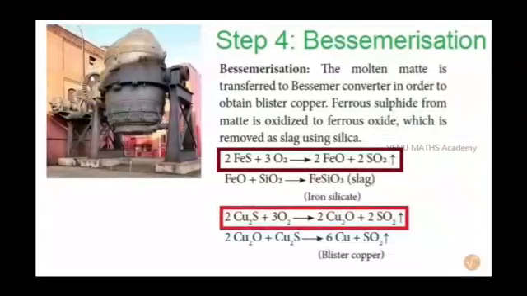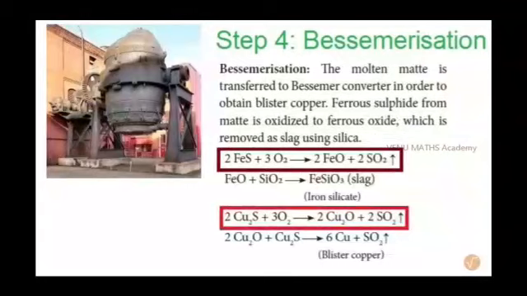The fourth step is Bessemerization. The matte which we obtained in the smelting process, that is combined form of copper sulfide and ferrous sulfide, is dropped into the Bessemer converter. The image of the Bessemer converter is shown here and the product named blister copper will be obtained. Matte contains 2 sulfides, ferrous sulfide and copper sulfide.